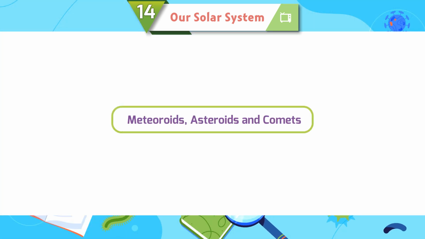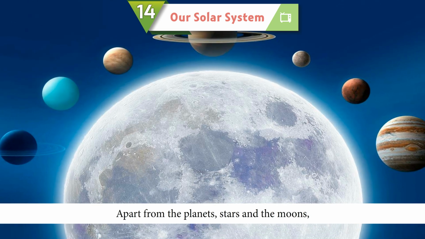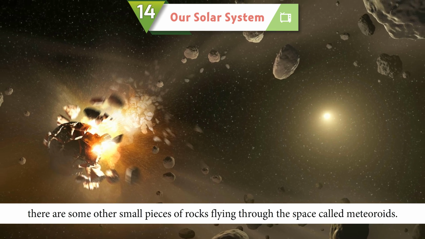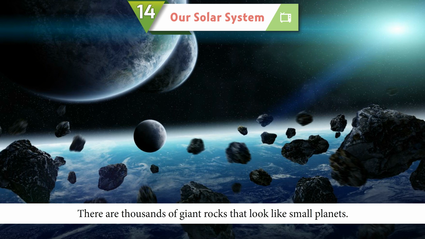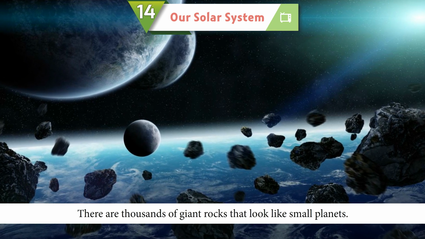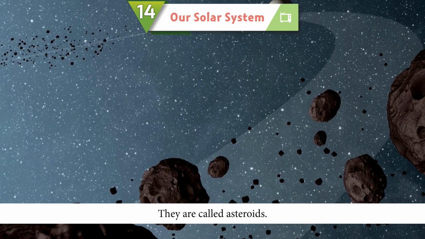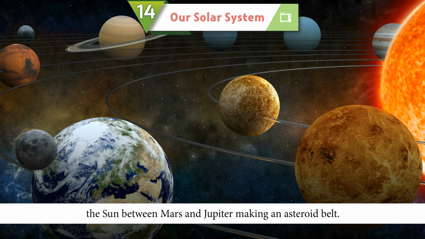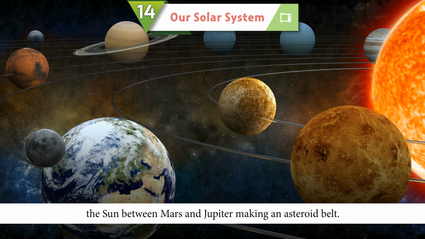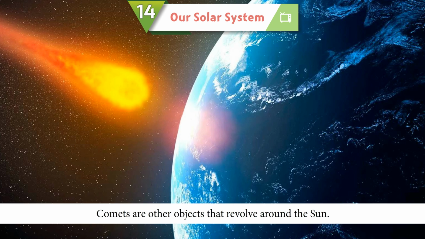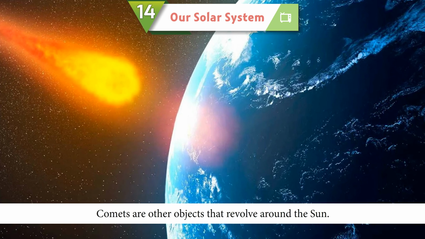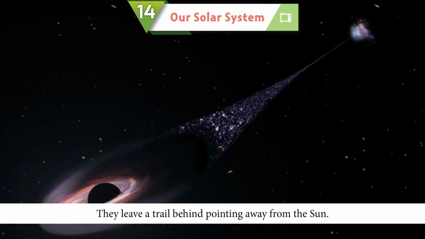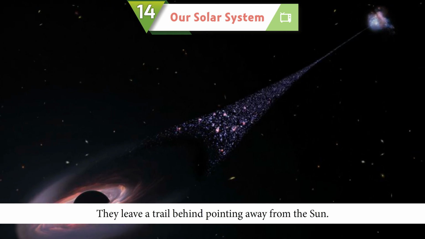Meteors, asteroids and comets. Apart from the planets, stars and the moons, there are some other pieces of rocks flying through space called meteoroids. There are thousands of giant rocks that look like small planets. They are called asteroids. Most of the asteroids can be found revolving around the Sun between Mars and Jupiter, making an asteroid belt. Comets are other objects that revolve around the Sun. They look like bright stars with a tail. They leave a trail behind pointing away from the Sun.